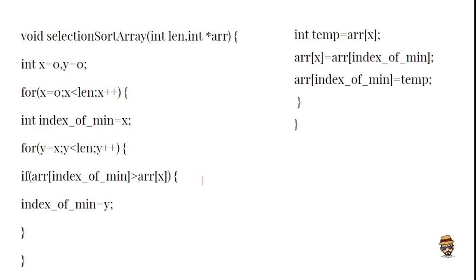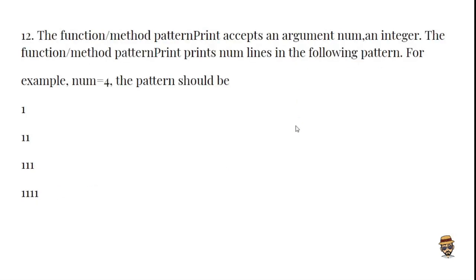So the error in this code is that we have to compare array of index of minimum to array of y, not array of x. So instead of array of x, we have to write array of y. That's all. So in the 12th question, we are given a function printPattern that accepts an integer argument num. The function method printPattern prints num lines in the following pattern.